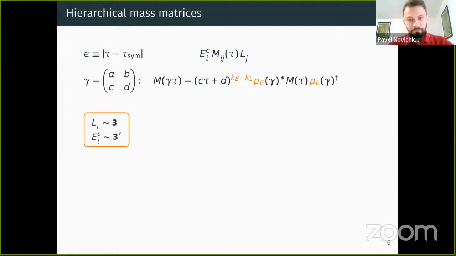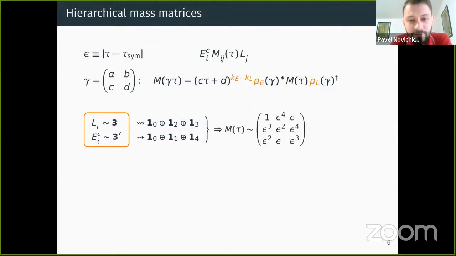In particular, it turns out that the algorithm is as follows. You only need to know the representations of the participating fields with respect to the modular group. From that, you can infer the representations under the residual preserved subgroup, which is an abelian group. So they fall apart into singlets. From these singlets, which participate in this equation, you can find the hierarchical structure of the mass matrix. So here there are some coefficients in front of each entry, but I only write here the orders of magnitude in epsilon. And from that, you can check whether masses are hierarchical or not.